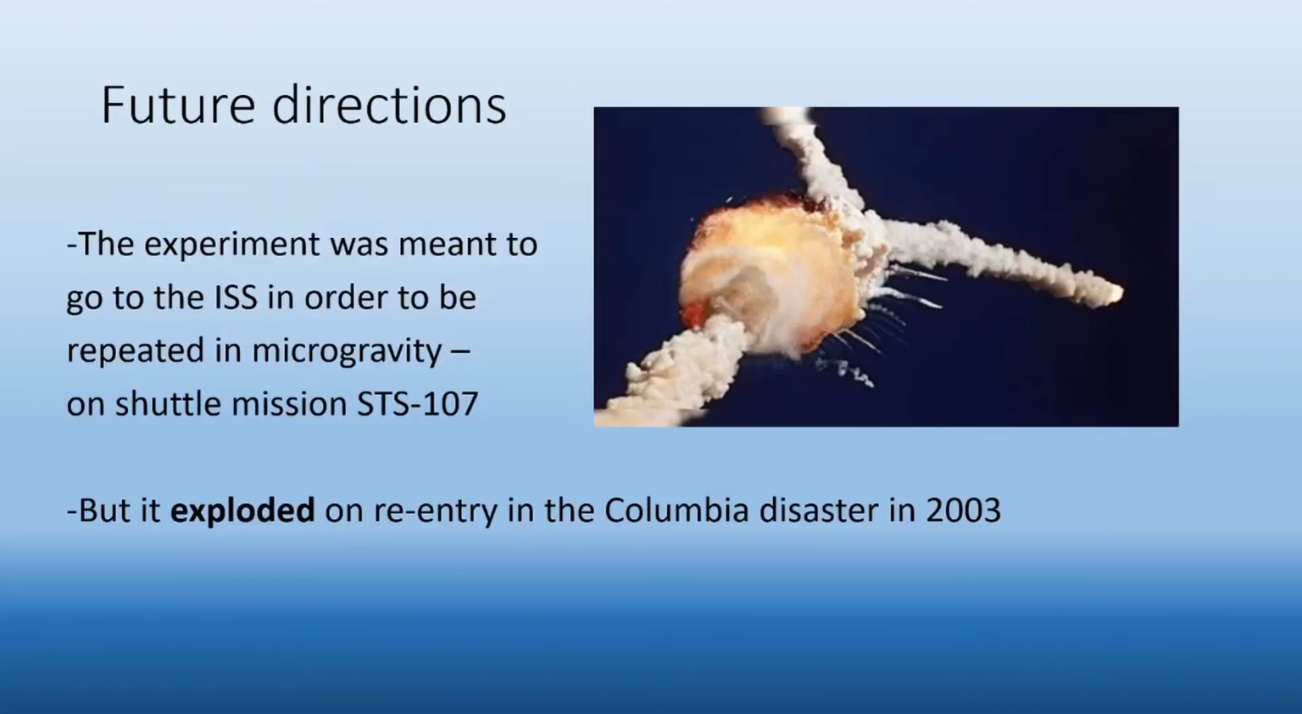And so the future directions of the experiment: it was done a long time ago, so they have been able to follow up a few times. The first thing they were planning to do is to send this experiment onto the ISS in order to repeat it in microgravity. That was on shuttle mission STS-107, which was delivered by the Columbia shuttle. But that, as you might know, exploded on re-entry in 2003. The experiment was still delivered, however, and so they did follow up and they found what they expected to find, which was that in microgravity, roots will simply orient in response to magnetic fields.